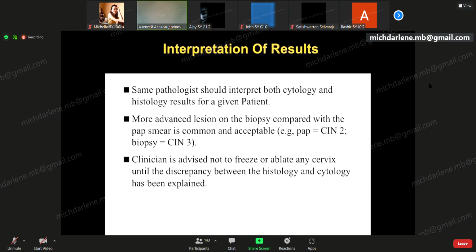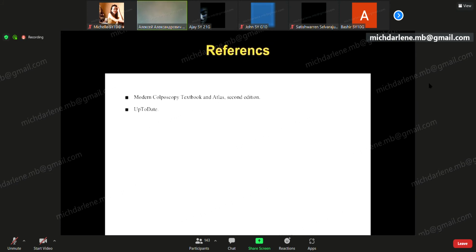Interpretation of the results. The same pathologist should interpret both cytology and histology results for a given patient. A more advanced lesion on the biopsy compared with the pap smear is common and acceptable. For example, if the pap smear shows CIN2 and the biopsy shows CIN3. The clinician is advised not to freeze or ablate any cervix until the discrepancy between the histology and cytology has been explained. This concludes our colposcopy review.